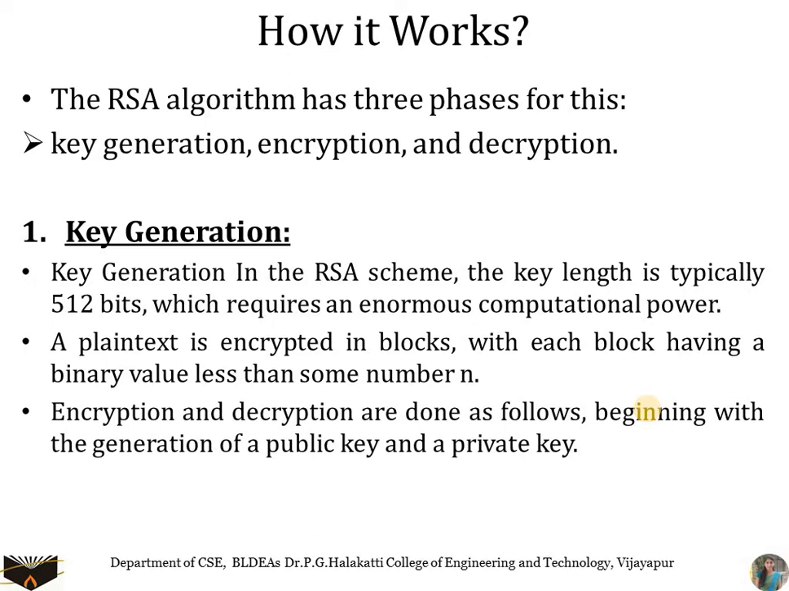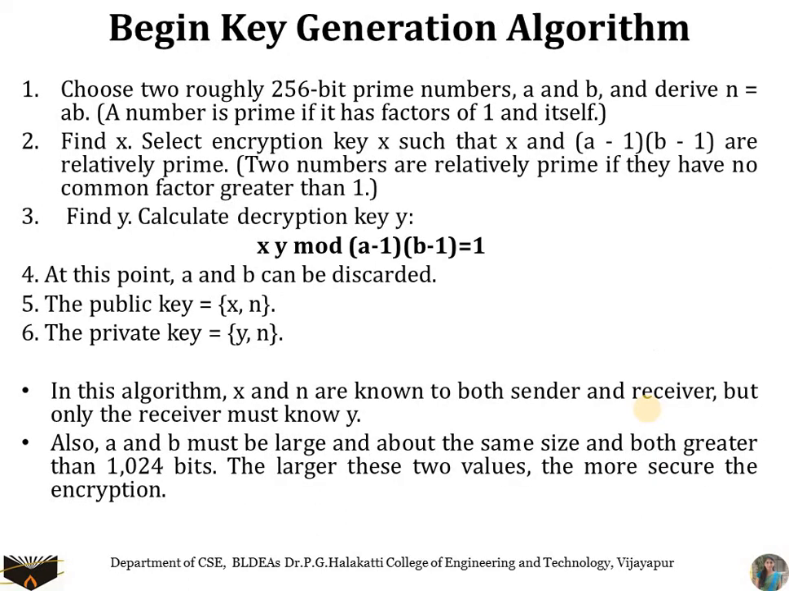A plain text is encrypted in blocks. It is a block cipher, with each block having a binary value less than some number. So since a block cipher is being used, we are going to encrypt the data in terms of blocks. For each block we are going to perform the encryption as well as the decryption. Encryption and decryption are done as follows, beginning with the generation of the public key as well as the private key. So we'll begin with the key generation algorithm.